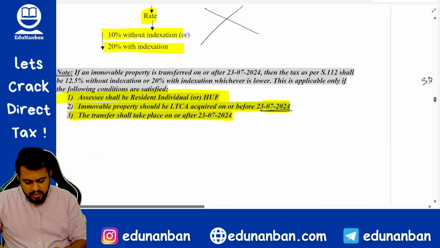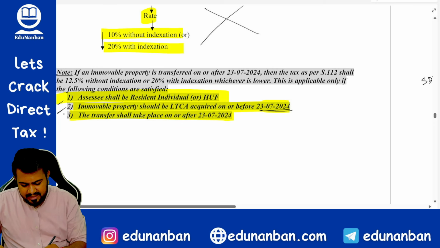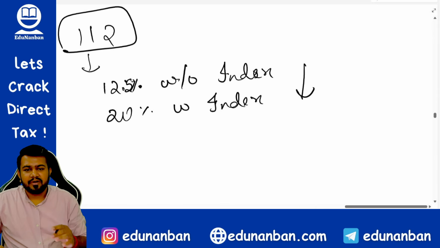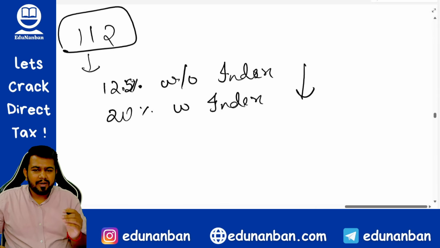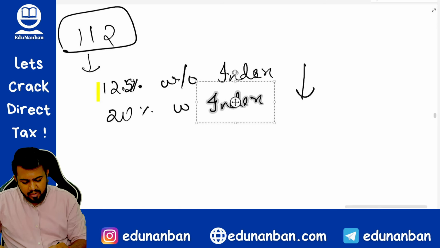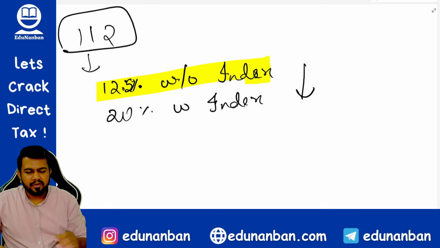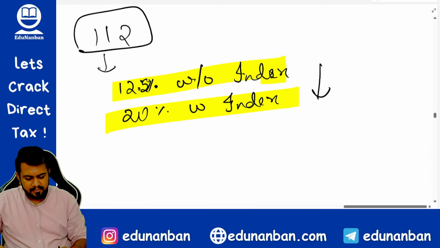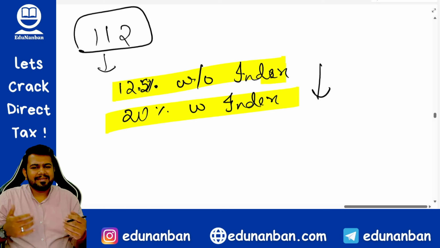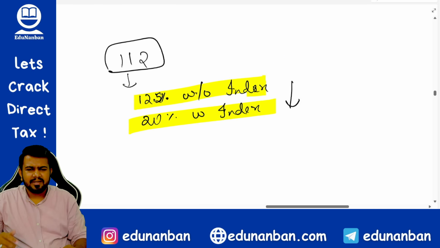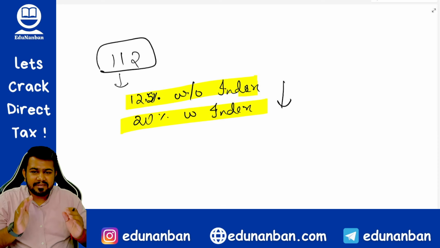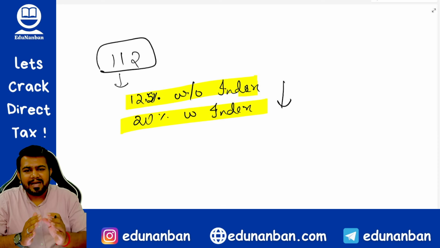Okay, so if all the three conditions are satisfied, then what is the benefit given? While calculating the tax under section 112, the assessee has a choice. What is the choice? He can take 12.5% without indexation, or 20% with indexation, whichever is lower. So pay the lower tax and get the benefit. Sir, so actually is the benefit of indexation given to the taxpayer? Yes or no?